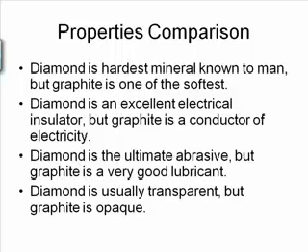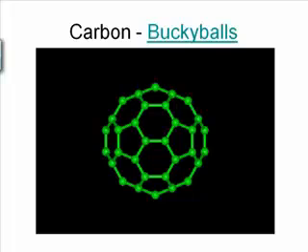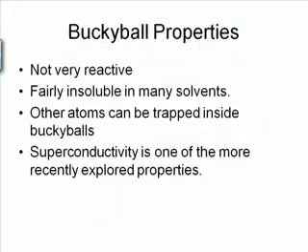And in this slide you can see some examples. Both substances are pure carbon, it's just that the bonding is different, and so that affects the properties. Another allotrope of carbon are Buckminster fullerenes, or Buckyballs as they're called. And again, different types of bonding, different properties.